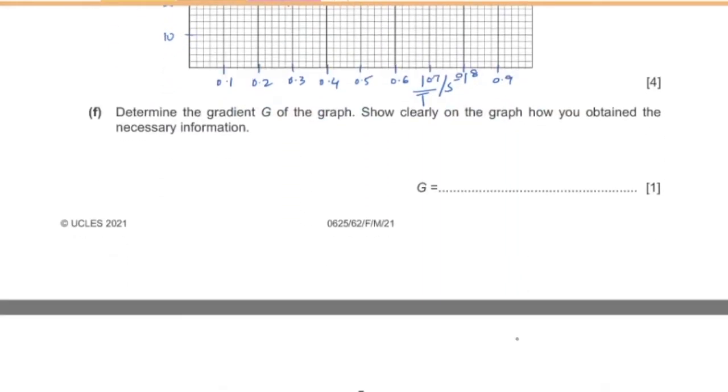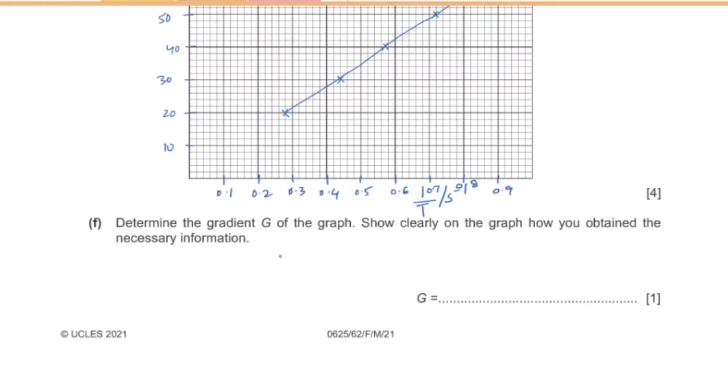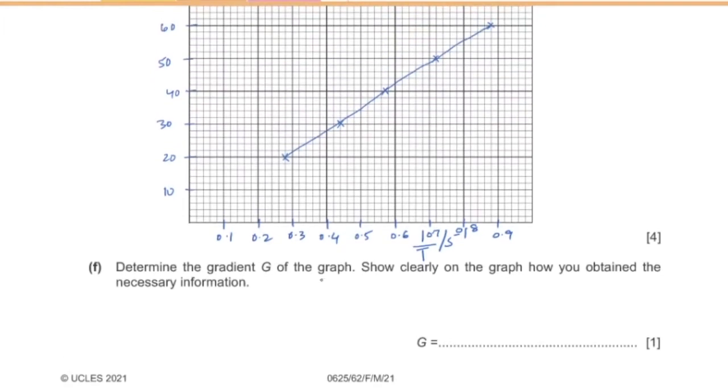Part F, determine gradient G of the graph. Show clearly on the graph how you obtain the necessary information. So the gradient of the graph, which is a straight line, is going to be the difference in two y values divided by the difference in their respective x values. So let's suppose I take these two y values, which is at 30 and at 50.